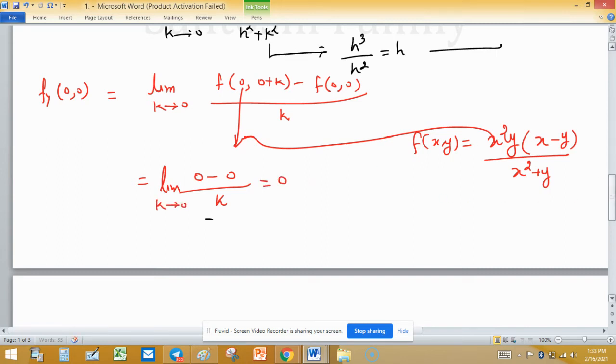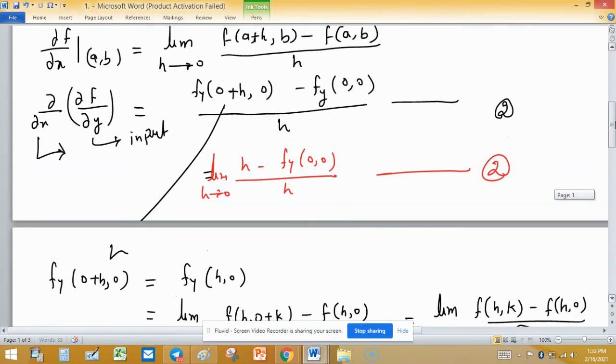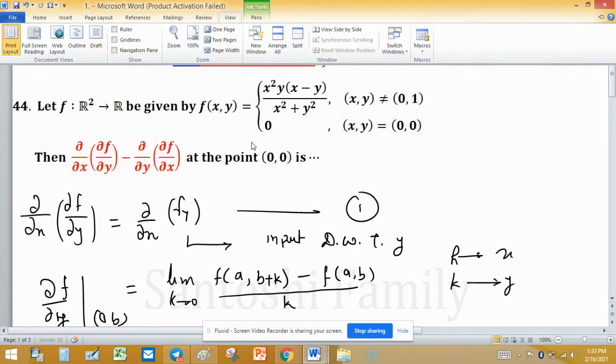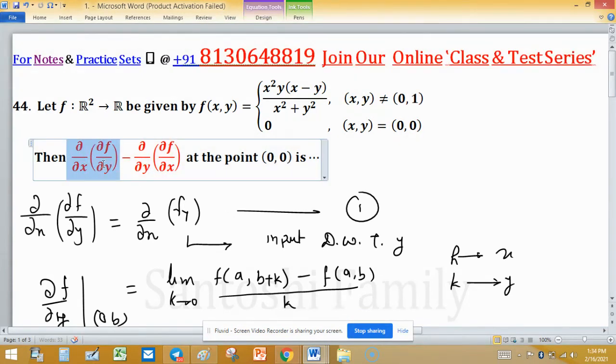Now put this value in equation 2. If you put this value in equation 2, it will be the limit as h tends to 0 of (h minus 0) divided by h, which equals h upon h, equal to 1. So as you can see, this value is 1. Now we need to calculate the value of this one.